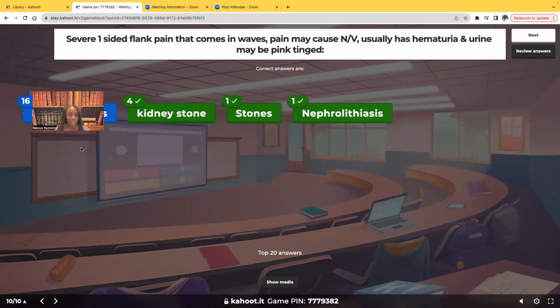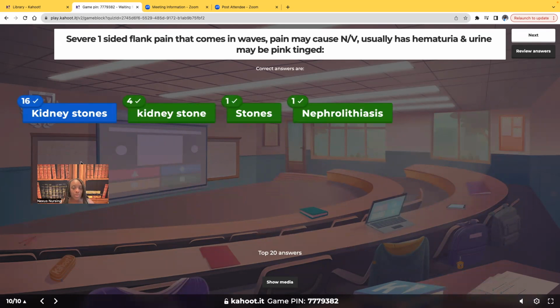Oh, I'm so proud of you guys. Kidney stones, nephrolithiasis, stones. Very good. This is what we would suspect. Kidney stones. Okay. So here's some hints. One-sided flank pain. When you see one-sided flank pain, you should suspect that the kidney's involved. Maybe it's kidney stones. Maybe it's pyelonephritis. It could be something else, but you should be thinking kidneys, right?